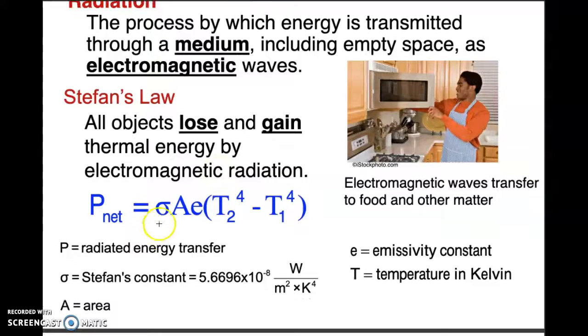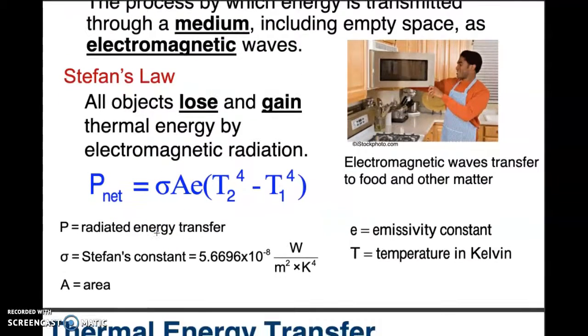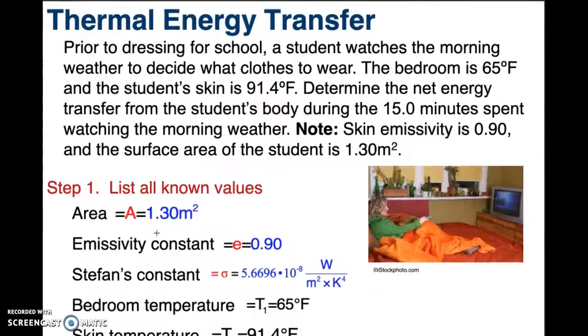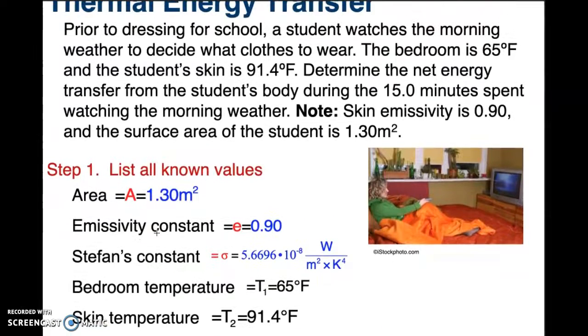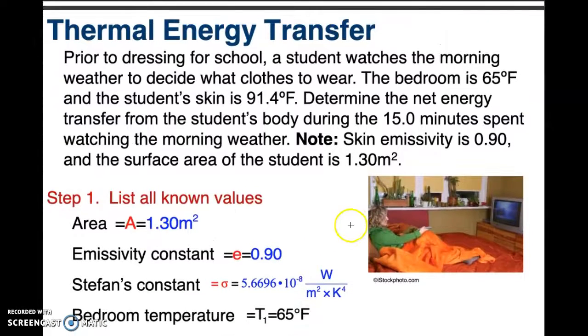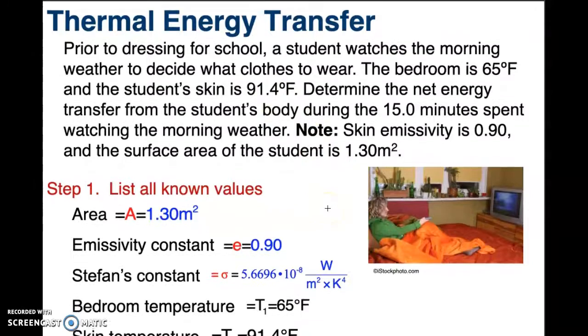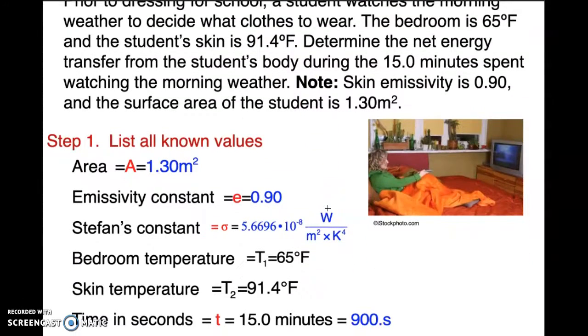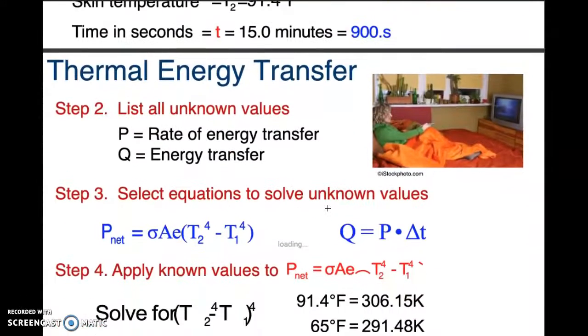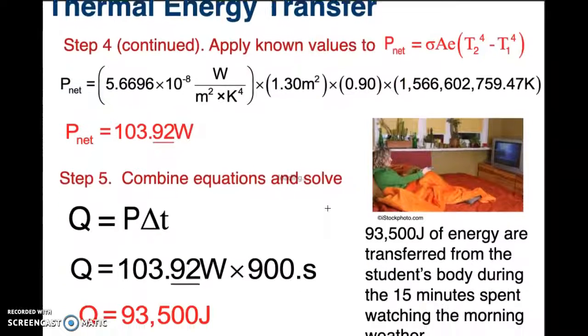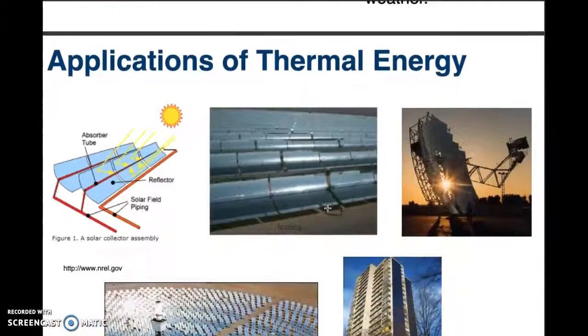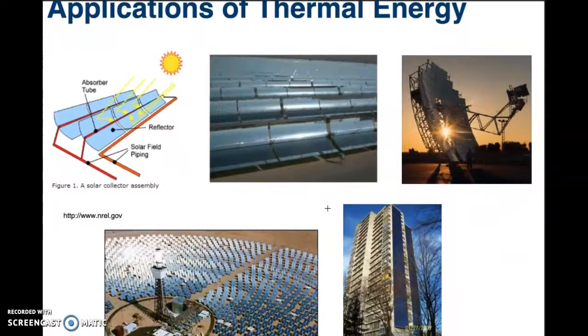So then we got some other formulas here. Stefan's law. It's about how much heat is given off. And here you got your skin temperature, and when you walk outside in the cold, how much temperature do you lose, that sort of stuff. So it's just getting used to these different formulas.